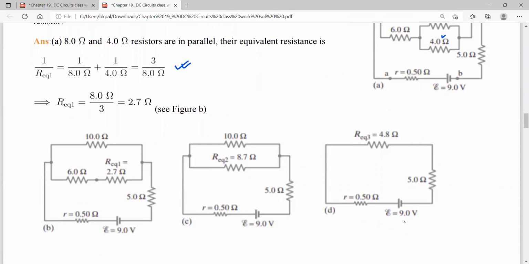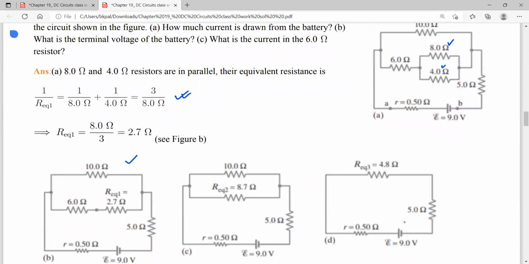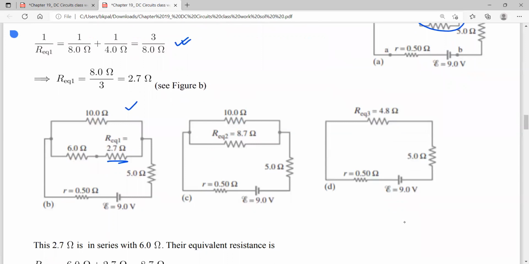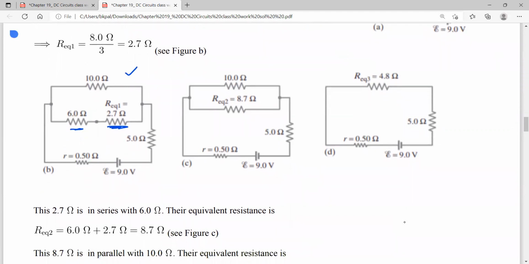Okay, now the equivalent circuit is this. Here you see that this circuit is exactly similar to the given circuit, except now I replace this part with 2.7 omega. These 2.7 and 6 are connected in series, so the equivalent resistance between these is just adding them together, and you see that I get 8.7 omega.